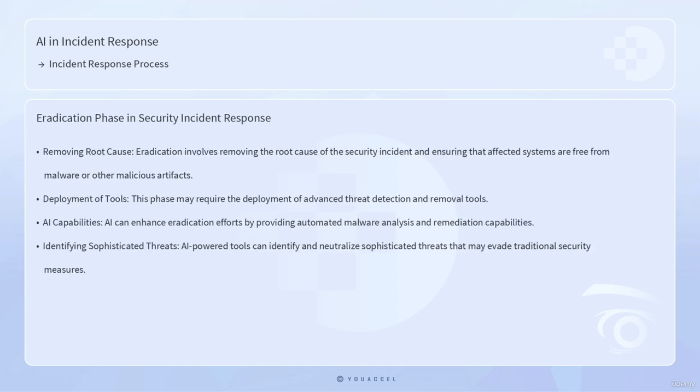Eradication involves removing the root cause of the security incident and ensuring that affected systems are free from malware or other malicious artifacts. This phase may require the deployment of advanced threat detection and removal tools. AI can enhance eradication efforts by providing automated malware analysis and remediation capabilities. AI-powered tools can identify and neutralize sophisticated threats that may evade traditional security measures.